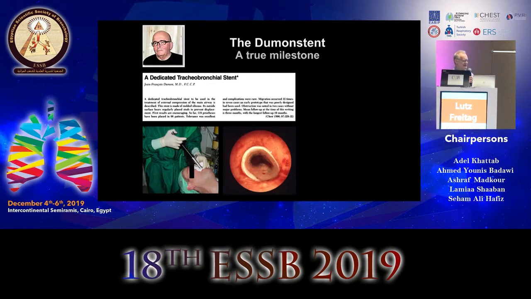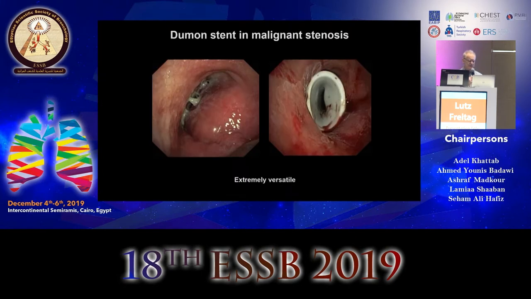Jean-François Dumont was smarter than me. He didn't try metal stents in the first place. He invented the first silicone stent and made it very popular. The Dumont stent is now what I would consider the gold standard. It's extremely versatile, and thousands and thousands have been used worldwide. It's pretty forgiving: if you see such a tumor here and the stent on the left side, it keeps the airway open, although it's not perfectly shaped.